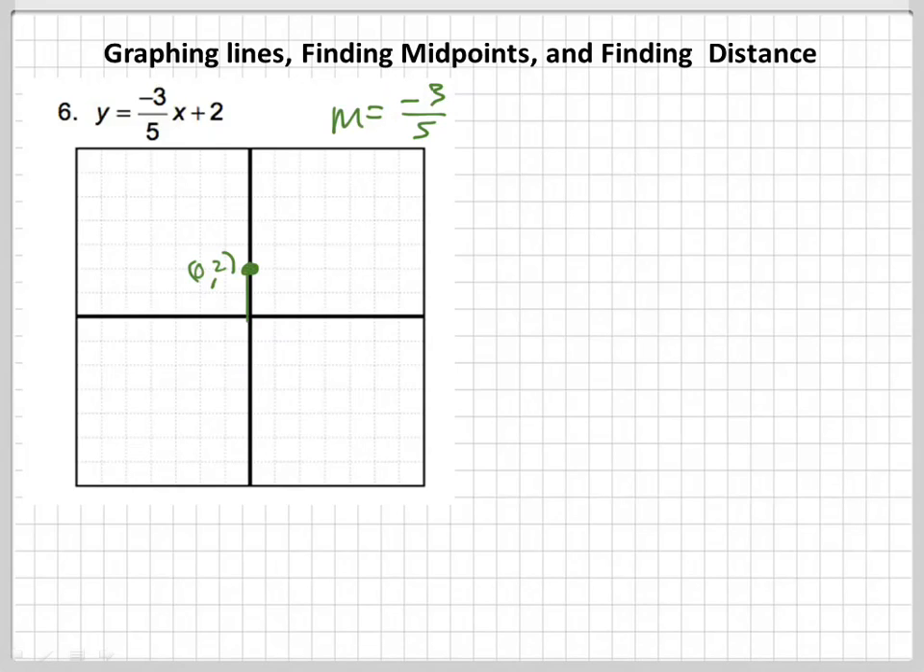So I'm going to go down 3, right to there. Here, let me count it. 1, 2, 3. And then what's the 5 going to make me do? To the right, how many? 1, 2, 3, 4, 5. All right, fantastic. So there's my other point. I graphed it. I'm done.